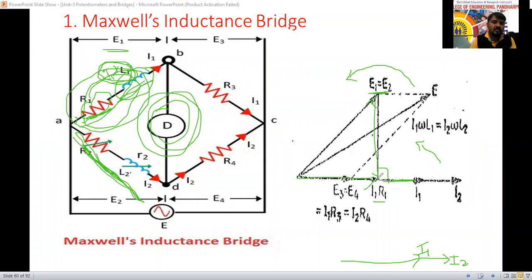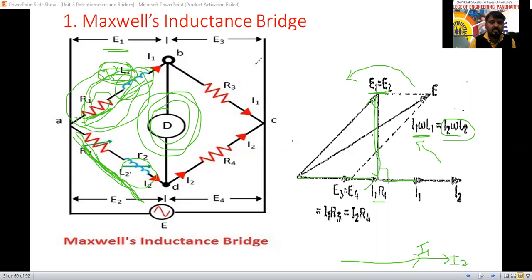This term from here to here, whatever is there, that is I1 omega L1, or we can write I1 omega L2, or I2 omega L2 also here. XL1 equals XL2, we are going to write here.